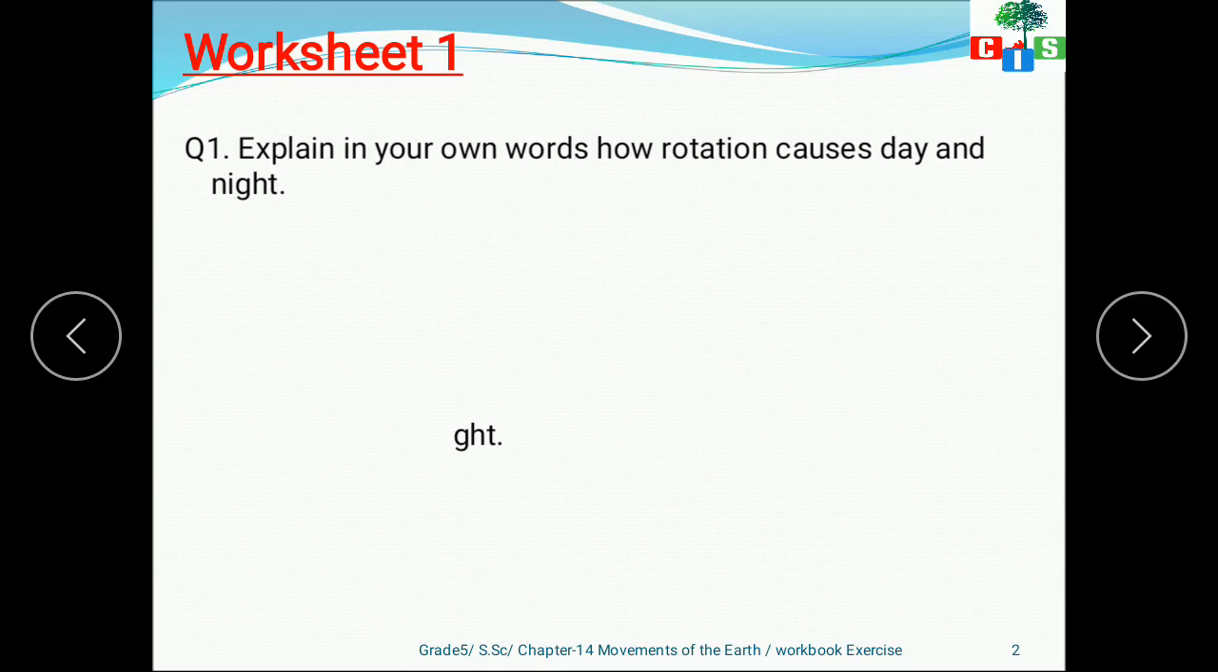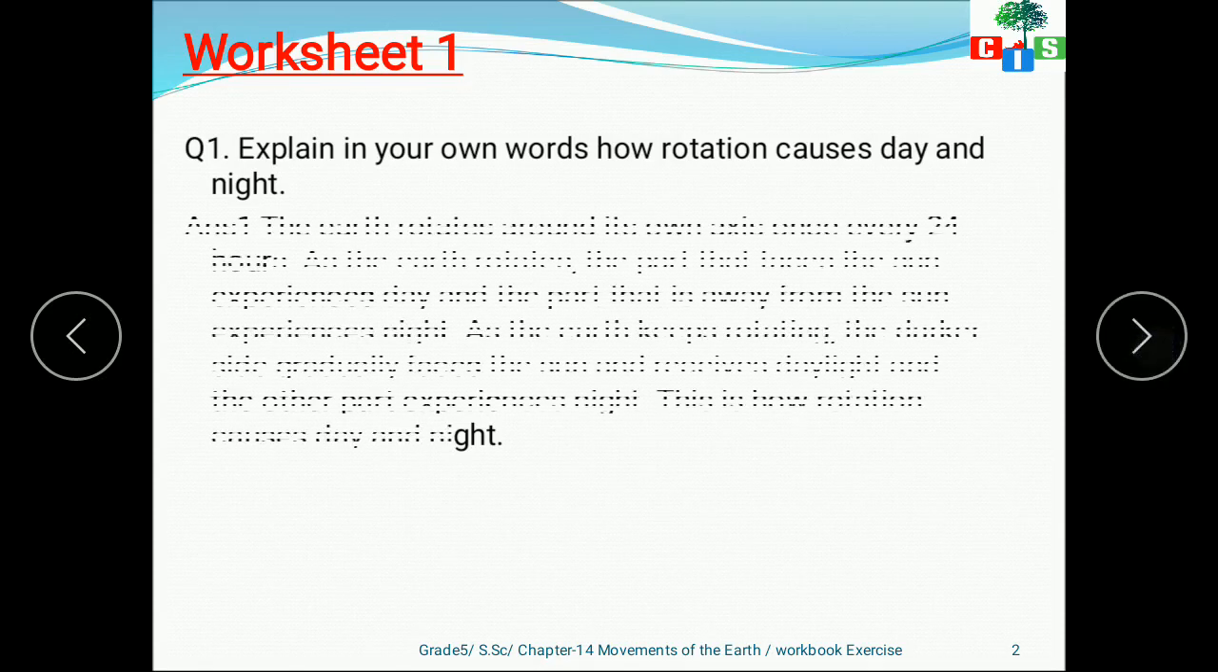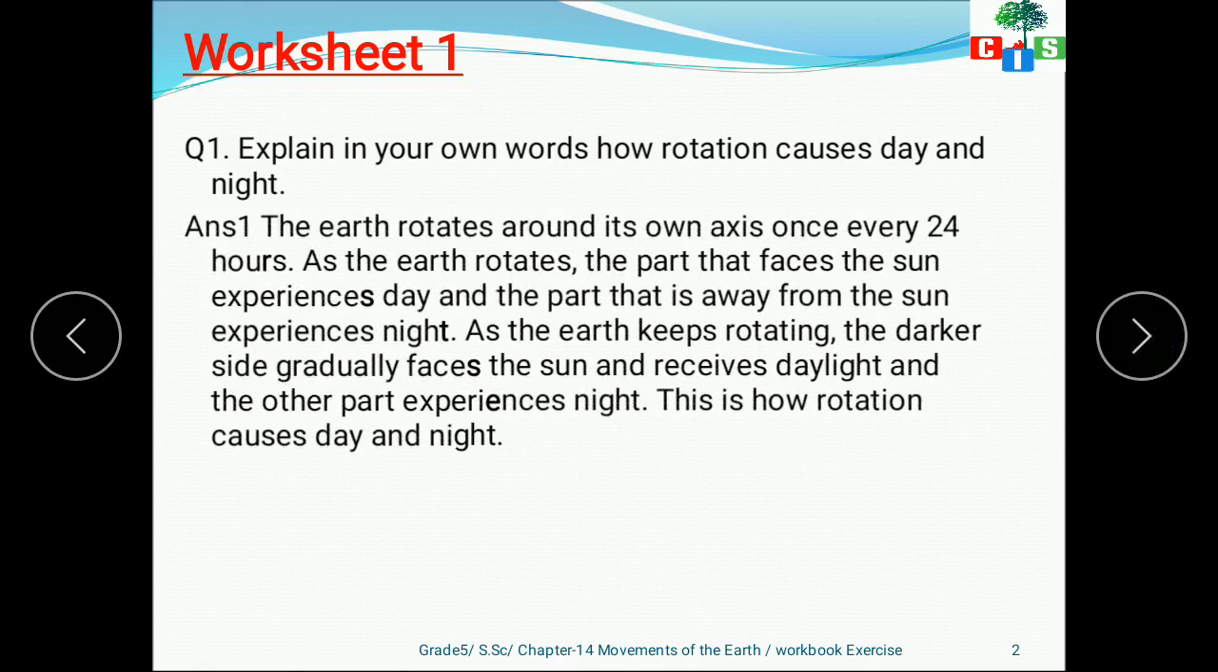Now the first question is explain in your own words how rotation causes day and night. So you have to explain in your own words how rotation causes day and night. So the answer is, as we all know that the earth rotates around its own axis once every 24 hours, right? So as the earth rotates, the part that faces the sun experiences day, and the part which is far away from the sun experiences night. As the earth keeps rotating, the darker side gradually faces the sun and receives daylight, and the other part experiences night. This is how rotation causes day and night.